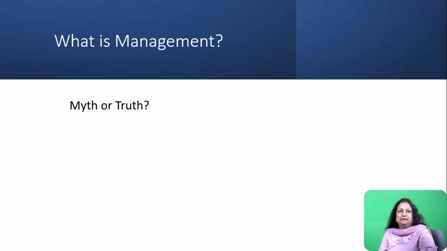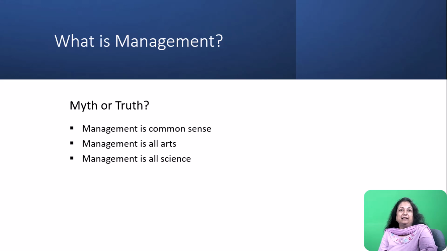So if we talk about myth or truth, is management all common sense? Well, partly true. Management is common sense, but it is about business sense too. Is management all art or is it all science? Management has a lot of science in it, but when a manager actually works, he does it more innovatively, and he becomes like an artist.